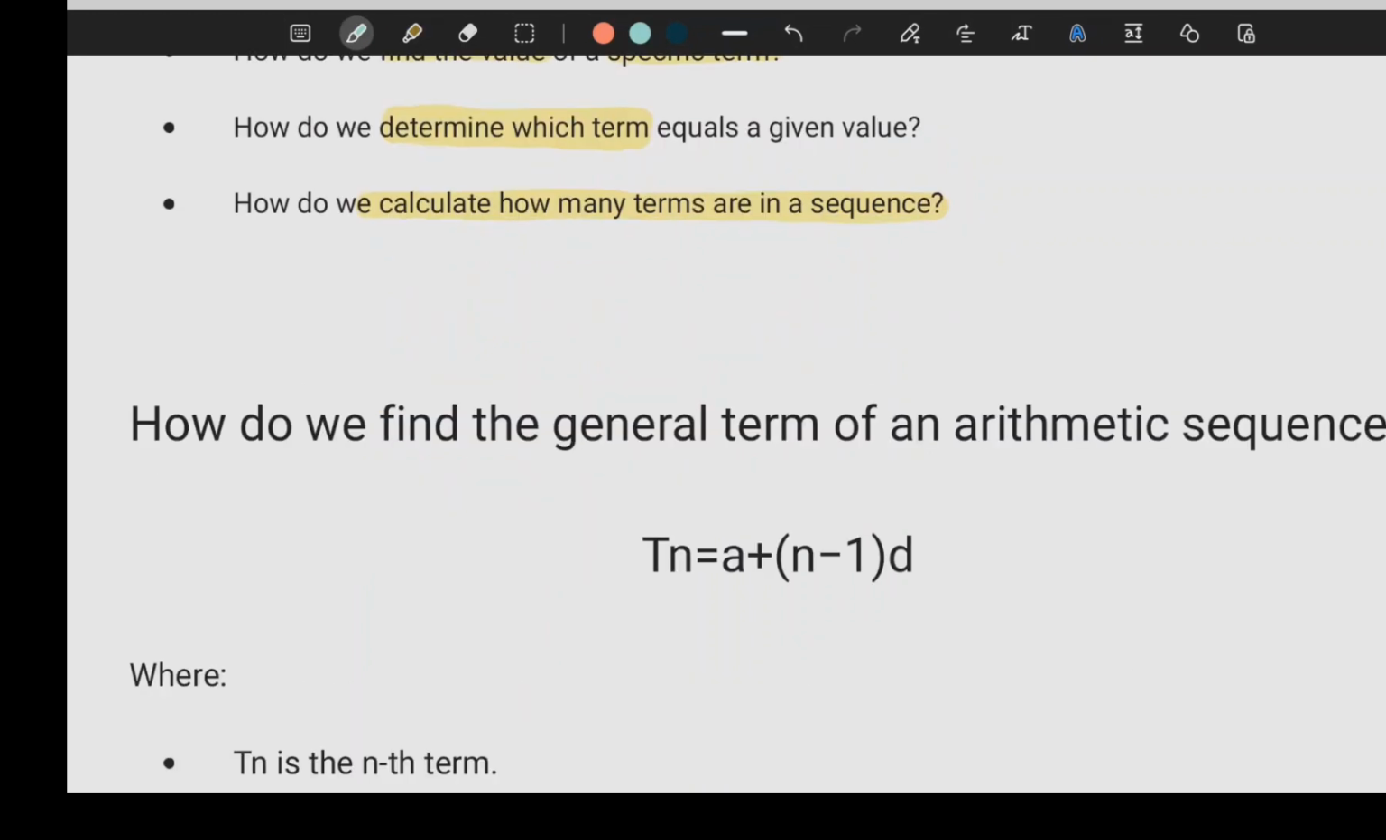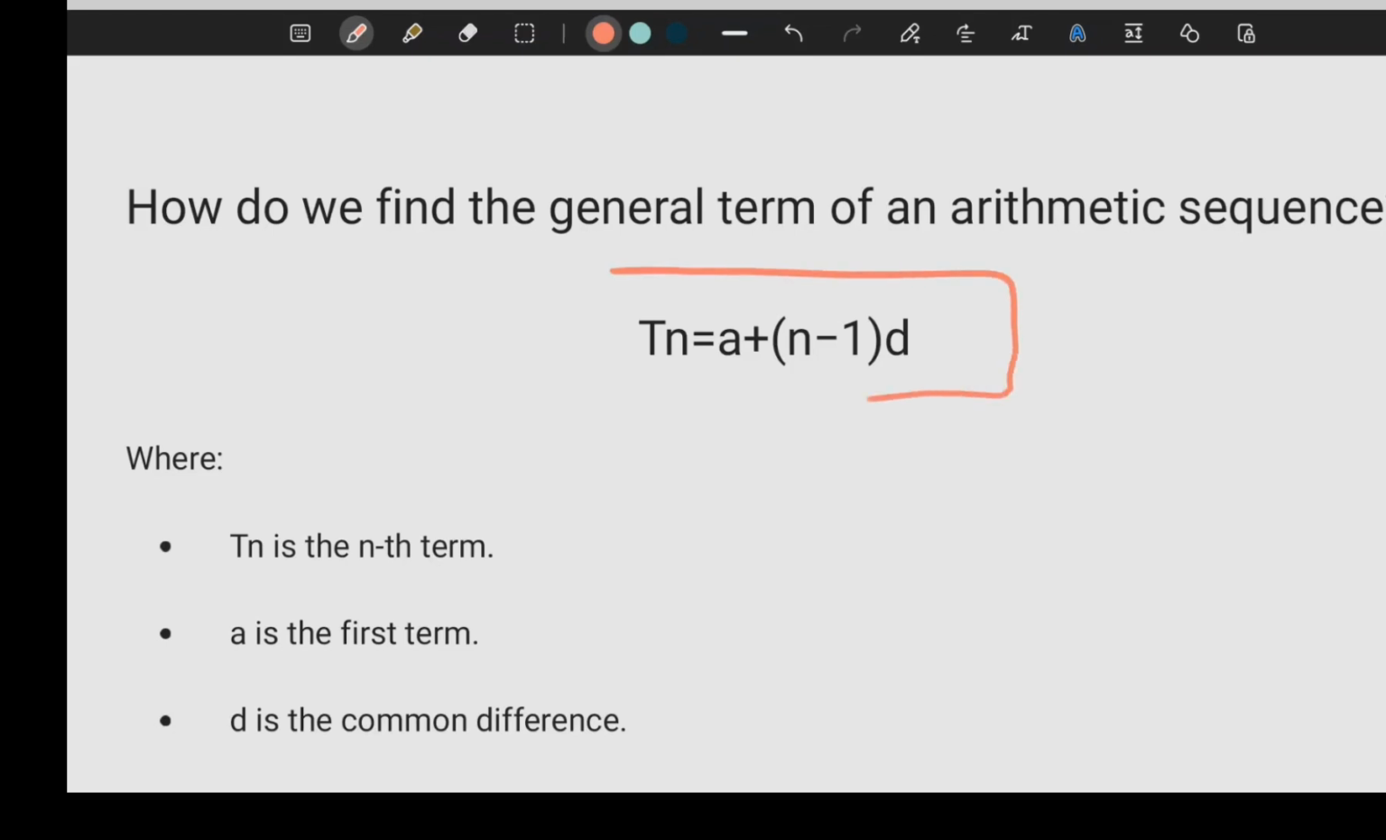So how do we find the general term of an arithmetic sequence? Now, an arithmetic sequence is simply a linear number pattern. In grade 12, we have this formula on your formula page, which represents the general term of an arithmetic sequence. Tn over here refers to the general term or the nth term, which we are looking for in this case. A refers to the first term. And this d over here refers to the common difference, which is normally term 2 minus term 1.